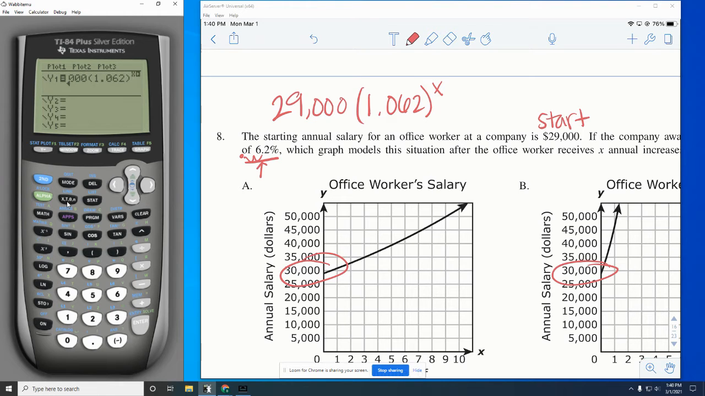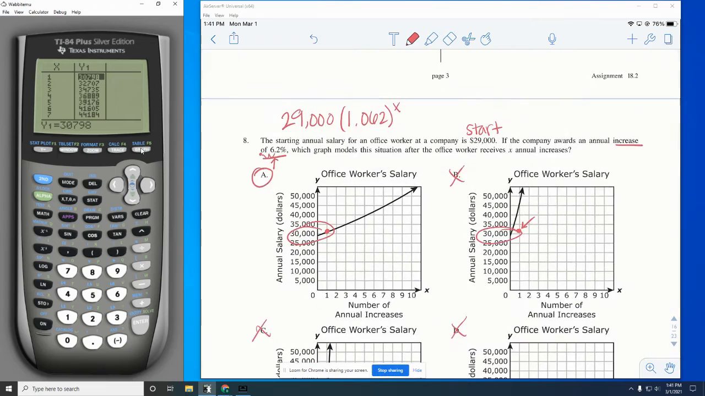So I'm typing in the equation, starting amount times growth raised to the x. Remember, growth is bigger than 1. Decreasing would be less than 1. But A and B are both increasing. They're both starting at about the right spots, and they're both increasing. So if I go to the table, I'm going to look at just one point. So the point 1, what should it be at? So after 1 year, I should be at about 31,000. So for answer choice A, that makes sense. But for answer choice B, my graph is not even close to that point. So A is going to be my answer.